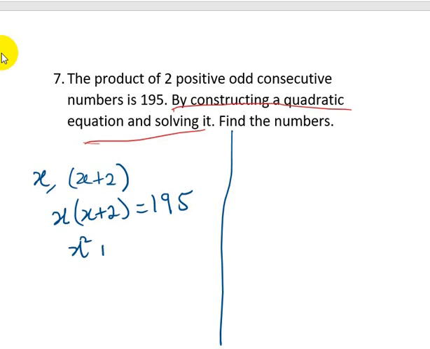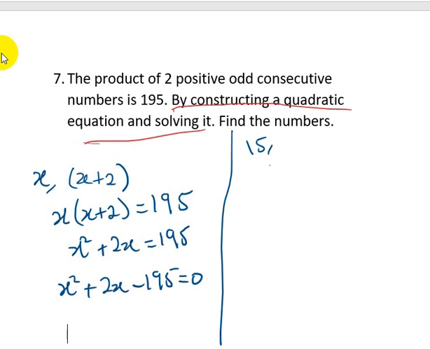So x squared plus 2x should be equal to 195. So we'll bring the 195 in, and we're going to get x squared plus 2x minus 195 being equal to 0. So we look for two numbers that multiply to get 195, but when we add, we get 2. And these two factors of 195 are 15 and minus 13. When we multiply 15 and minus 13, we are getting minus 195. But when we add 15 and minus 13, we are getting 2.